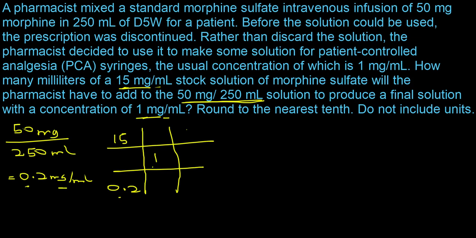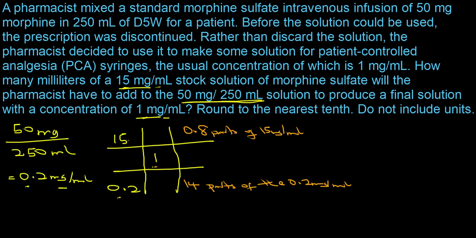So to determine the number of parts of the higher strength, what you actually need to do is take the 0.2, subtract that from 1, and that will give us 0.8. So you have 0.8 parts of the 15 milligram per milliliter solution. And then now you want to find the number of parts of the 0.2 or the lower strength. You take the 1, subtract that from the 15, and there you have 14 parts of the 0.2 milligram per milliliter solution.